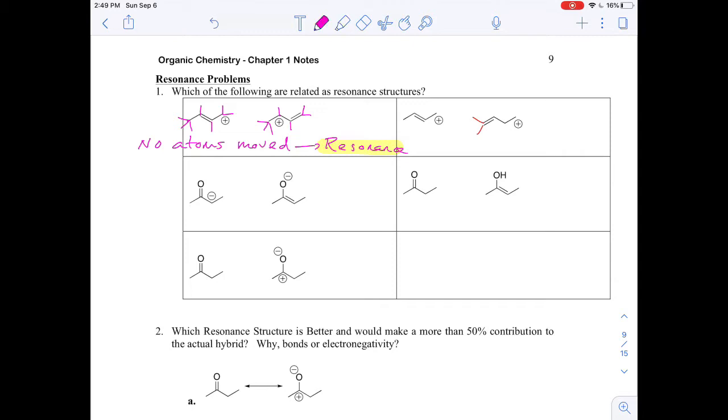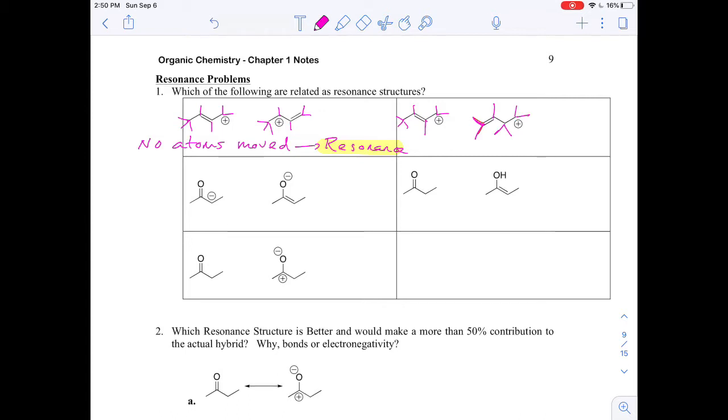It's so important. Let's look at the next one. 1, 2, 3, 4. 1, 2, 3, 4. Carbocation should have 3 bonds total, so 1, 2, 3. Over here, 1. I already had a drawing here. 2, 3, 4. 1, 2, 3, 4. 1, 2, 3.